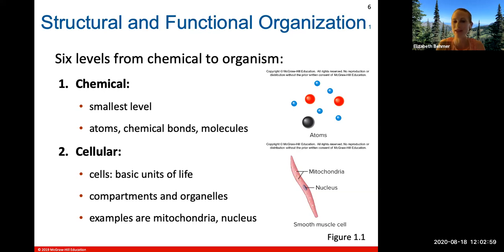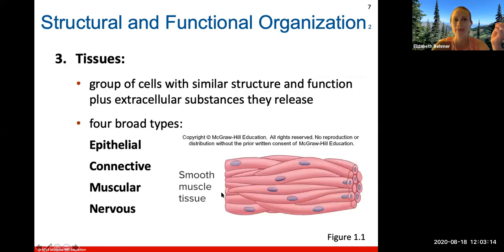And cells are our basic units of life. Cells are made up of atoms, bonds, and molecules. Cells will contain organelles in different compartments. Some examples of those organelles are the mitochondria, the nucleus, and lysosomes. We'll go over some of those.